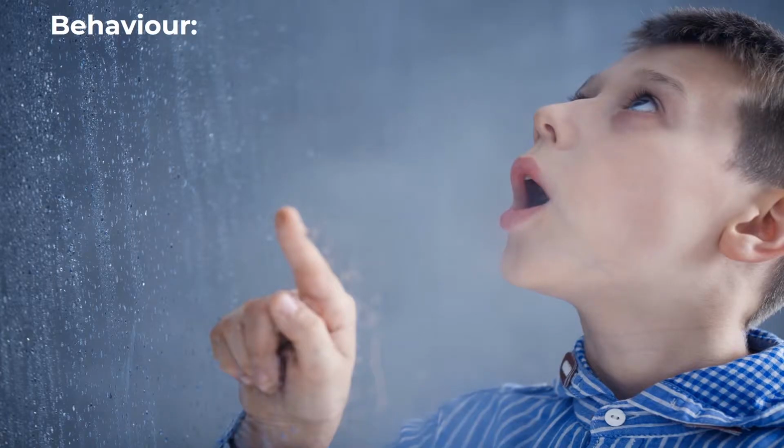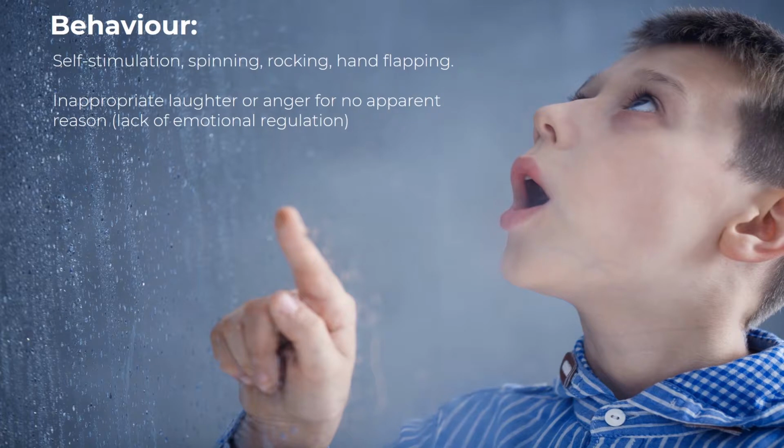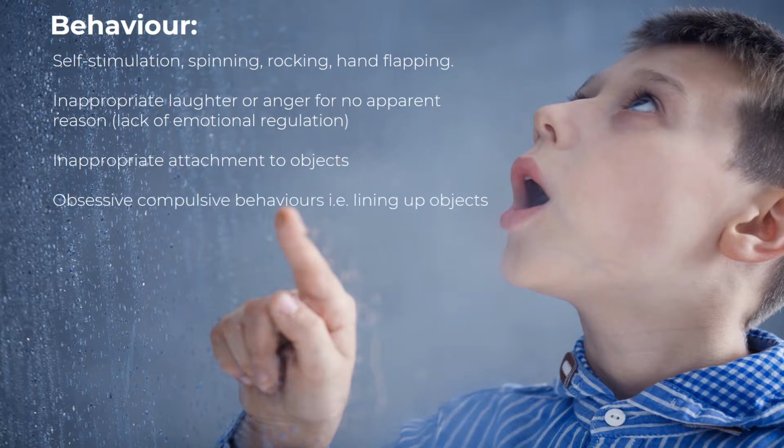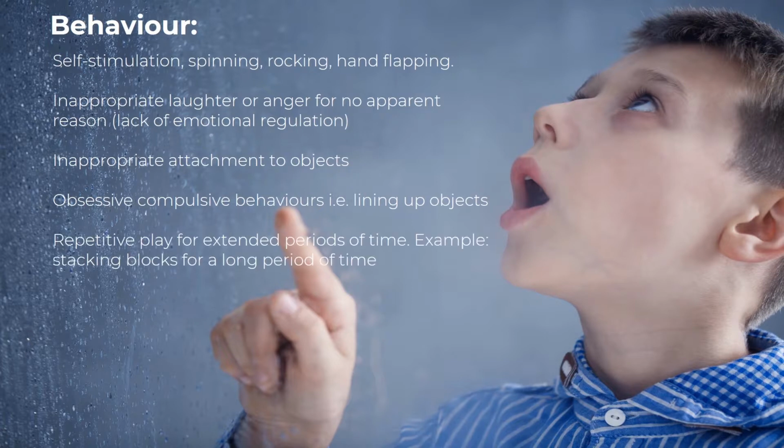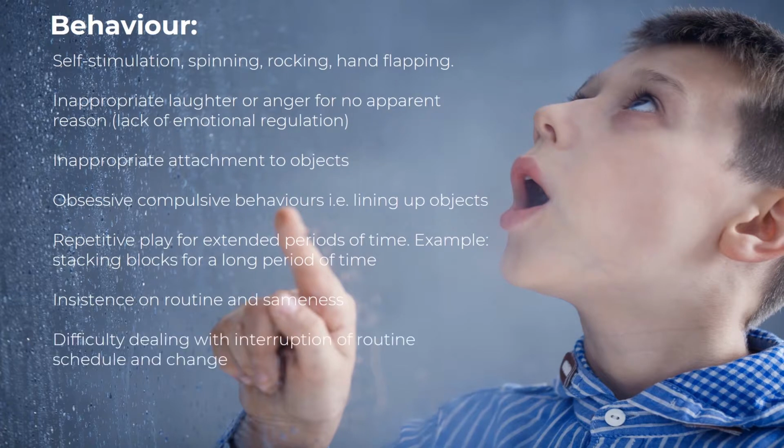In the area of behavior, some of the traits of autism would be self-stimulation, spinning, rocking, hand flapping, inappropriate laughter or anger for no apparent reason, lack of emotional regulation, inappropriate attachment to objects, obsessive-compulsive behaviors, for example, lining up objects, repetitive play for extended periods of time, for example, stacking blocks for a long period of time, insistence on routine and sameness, difficulty dealing with interruption of routine schedule and change, possible self-injurious behavior or aggressive behavior toward others.